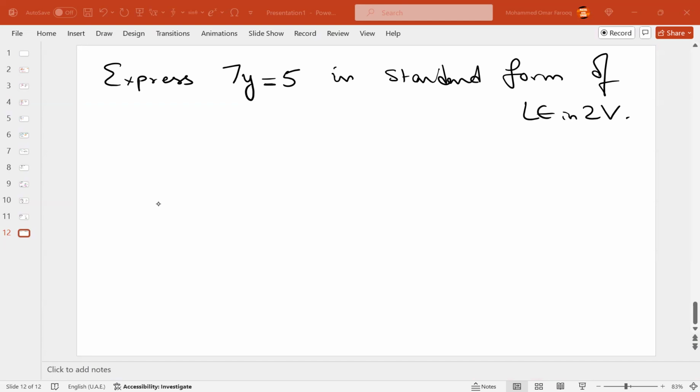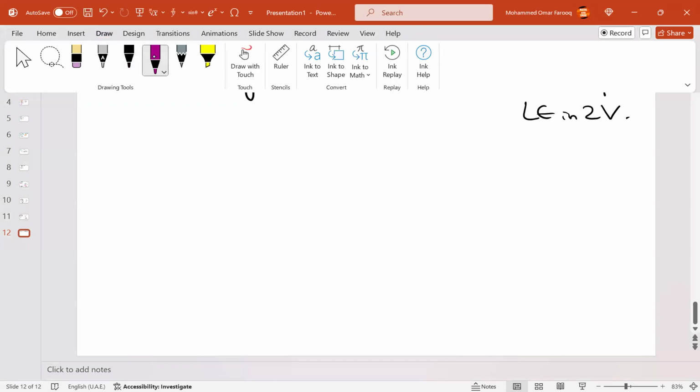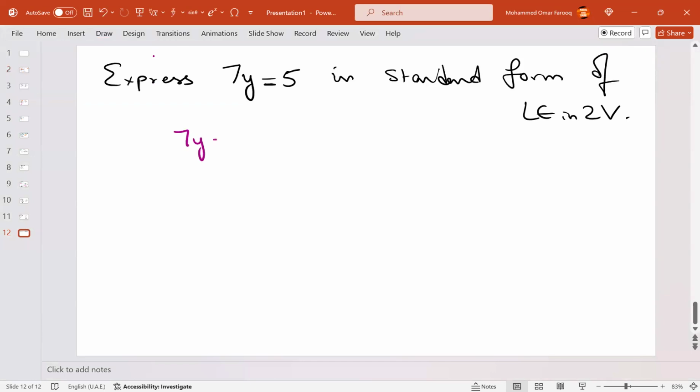So let me explain how to do this. For example, you have 7y is equal to 5. Now, in the standard form of a linear equation, all the terms should be on the left hand side. So take 5 to the left hand side. So it will be 7y minus 5, and on the right hand side you will have 0. Most of the students forget writing this 0.